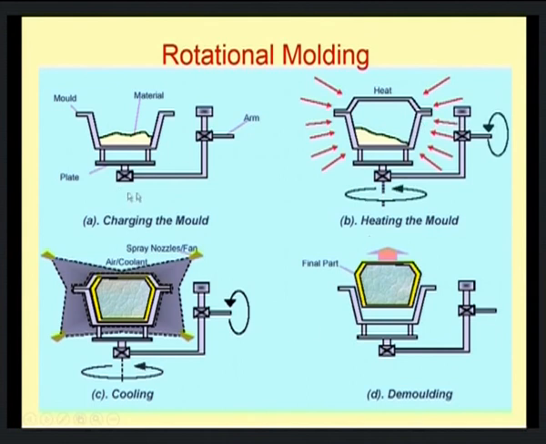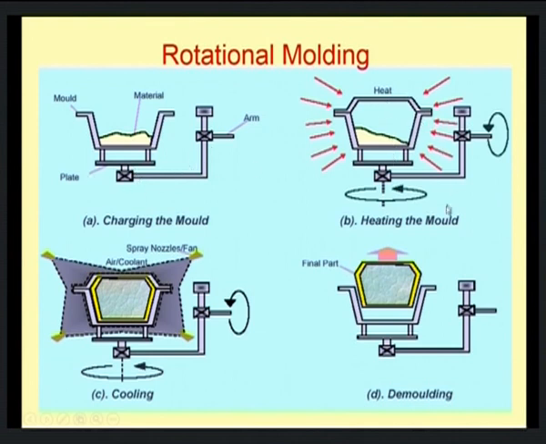These are the 4 steps: charging the mold or preparing the mold, followed by heating the mold, cooling and then demolding. In the first step, a predetermined quantity of material is charged into the mold. Now, we could see the mold can be rotated biaxially, that is, it can rotate with respect to this axis as well as this axis.